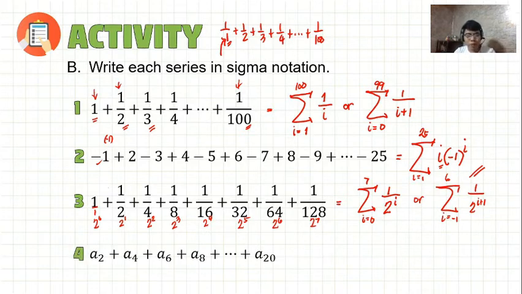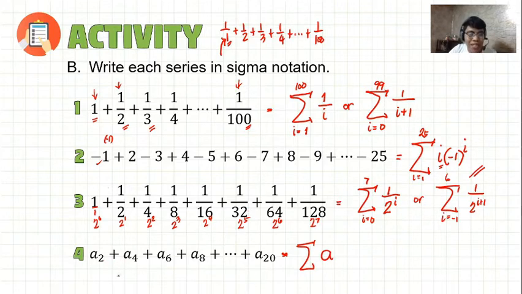How about for number 4? So ito, madali lang siya. We have summation of. So si a ay constant. So yung mga constant, ilagay nyo na agad. Okay, para hindi kayo mahirapan. Now, yung subscript ni a yung nag-change.